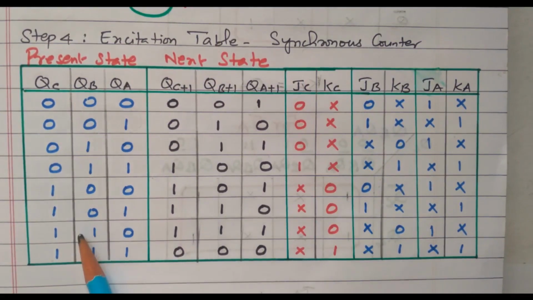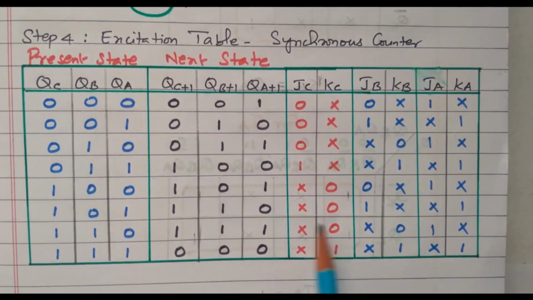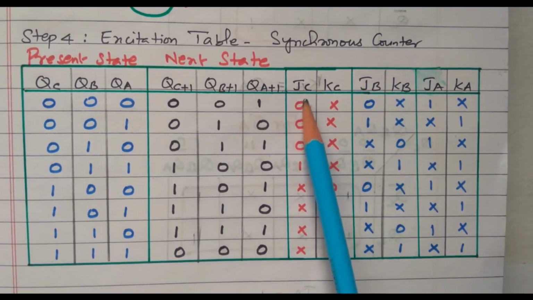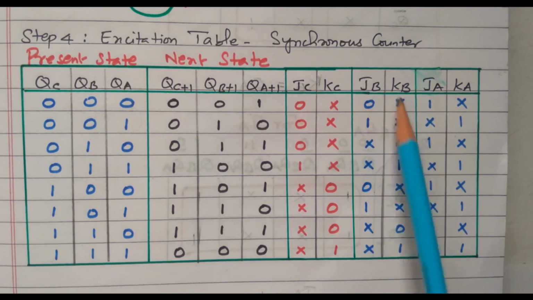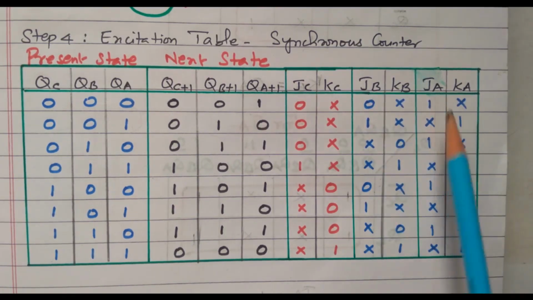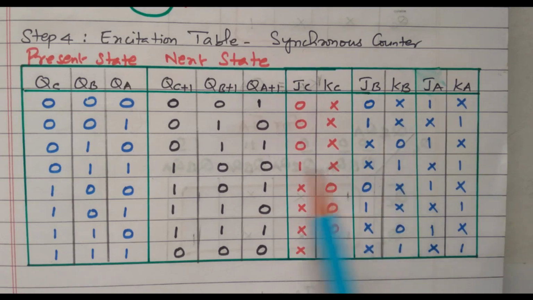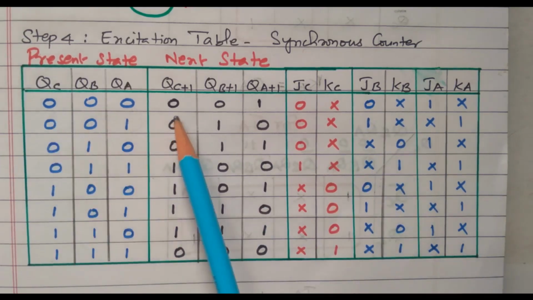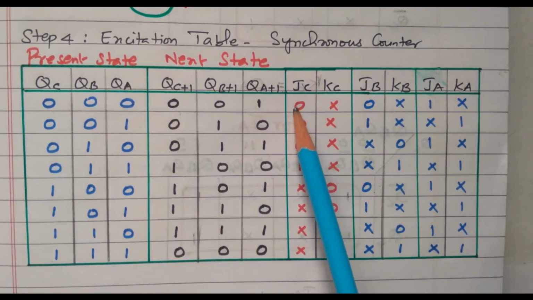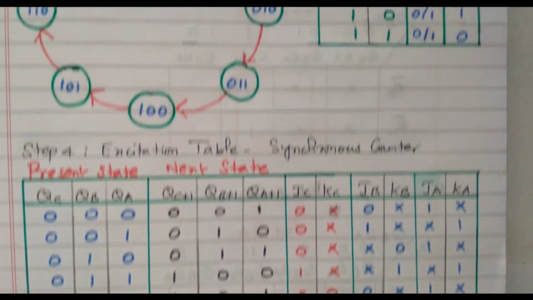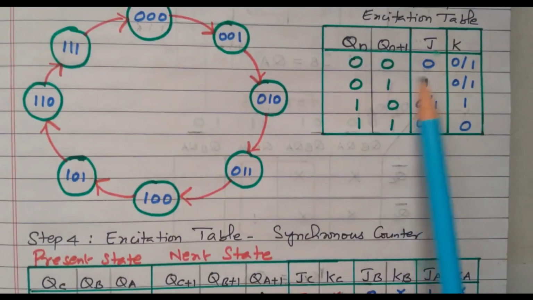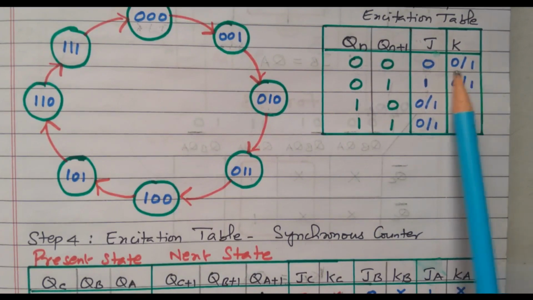This is the present state, and this is the next state. For this we need to identify the values of JC, KC for the first flip flop, JB, KB for the second flip flop, and JA, KA for the third flip flop, CBA. First we will see this QC is 0, QC plus 1 is also 0. Both are 0, so the J is 0 and the K may be 1 or 0, indicated by X. Now we'll see the excitation table. Both are 0 means J is 0, K may be 0 or 1.